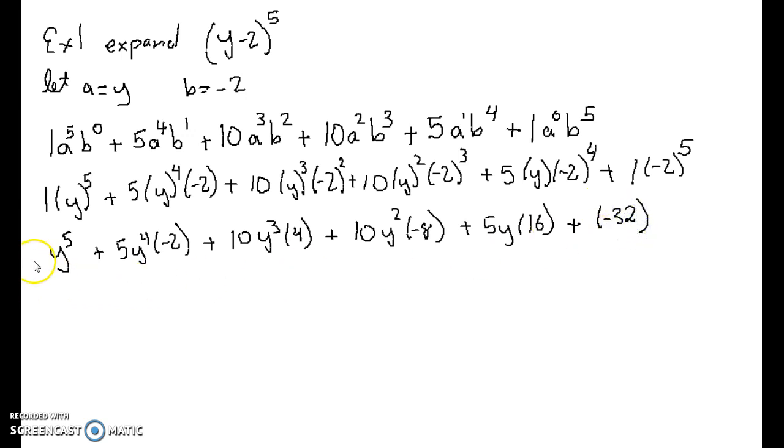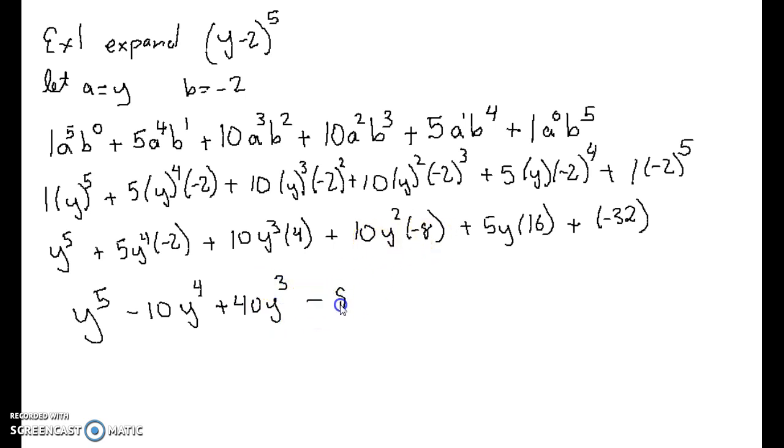Again, notice now my y exponents are 5, 4, 3, 2, 1, 0. Now you just have to multiply these. So 5 times negative 2 is negative 10. You can either put plus, or we can say minus, so let's say minus 10y to the power of 4. 10 times 4 is a positive 40.